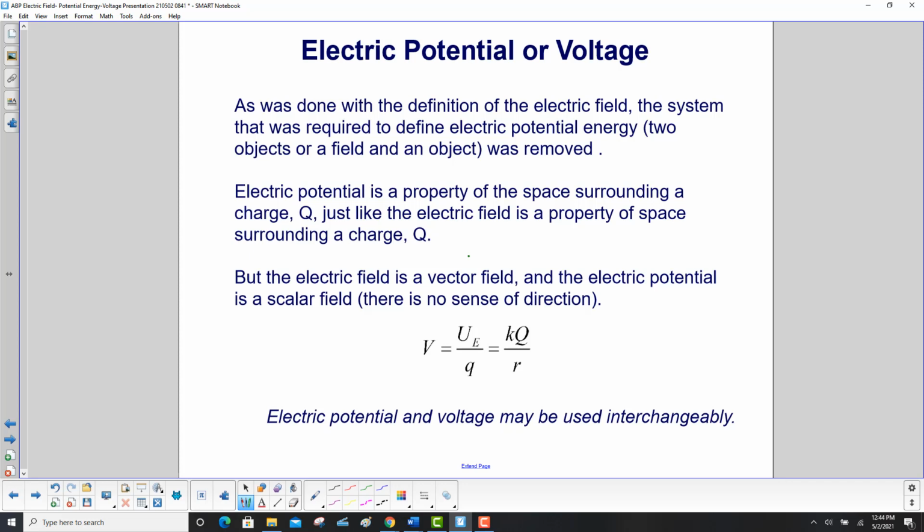But the electric field is a vector field, right? Magnitude and direction. And the electric potential is a scalar field. There's no sense of direction. And here's the voltage, or the electric potential. Electric potential and voltage, although not always exactly the same, can be used interchangeably in this course.